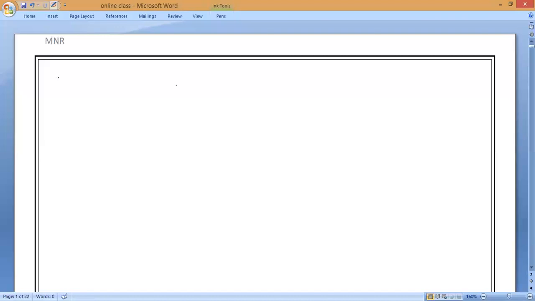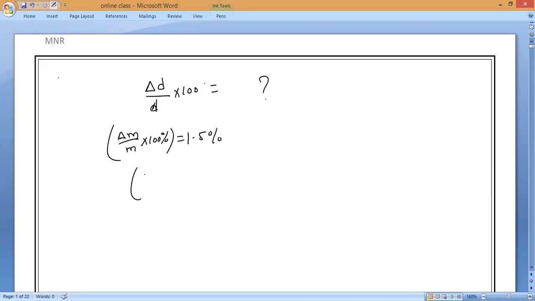If you have seen that question, they are asking us to find the percentage error in density. As we all know, percentage error in density is delta D divided by D into 100. They have given the percentage errors of mass and length directly: delta m divided by m into 100 is equal to 1.5, and for length, delta L divided by L into 100 is equal to 1%. Yes or no, everybody?